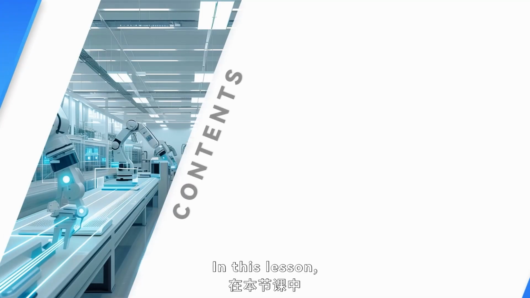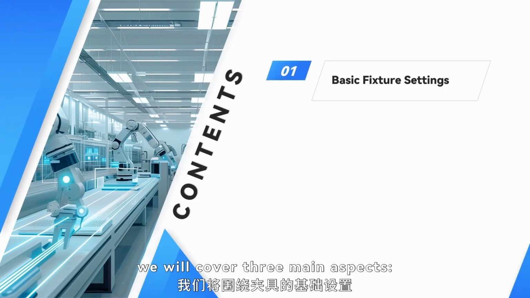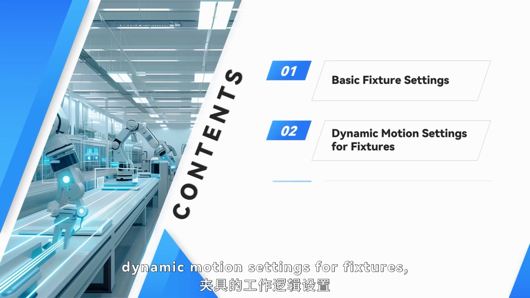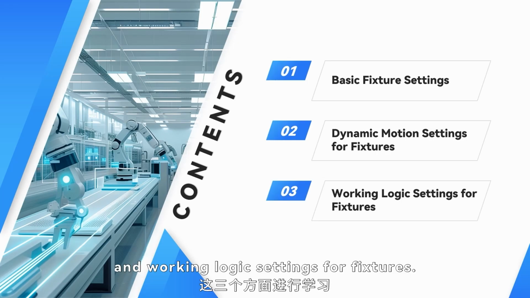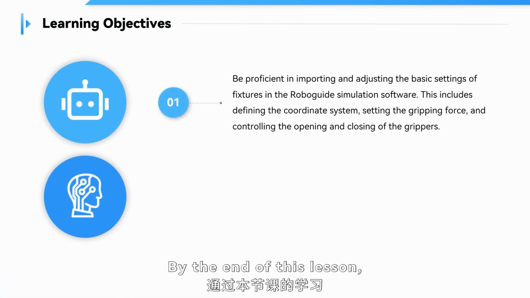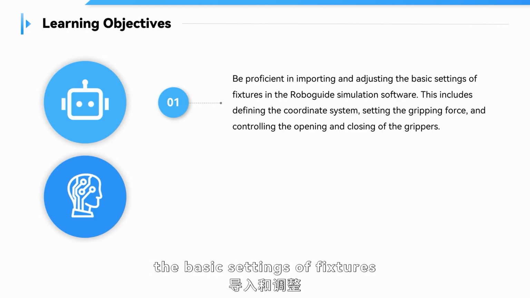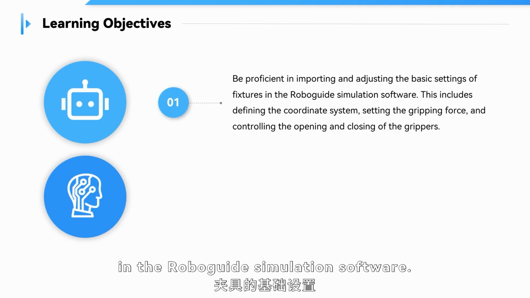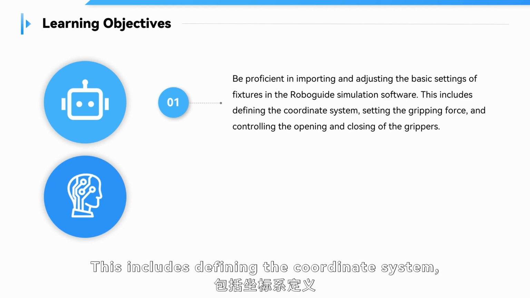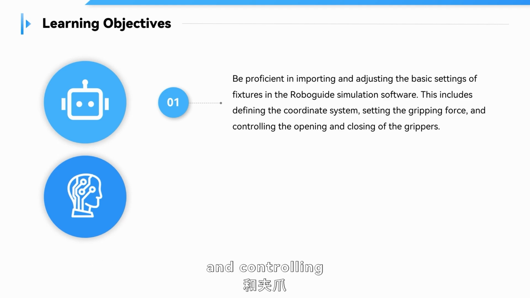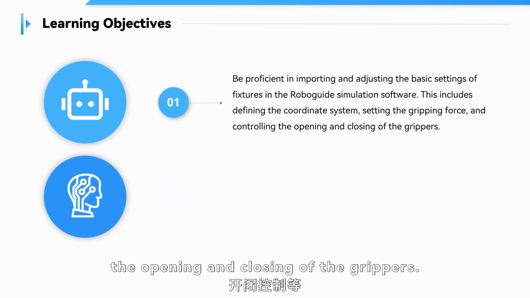In this lesson, we will cover three main aspects: basic fixture settings, dynamic motion settings for fixtures, and working logic settings for fixtures. By the end of this lesson, I hope that you will be proficient in importing and adjusting the basic settings of fixtures in the RoboGuide simulation software. This includes defining the coordinate system, setting the gripping force, and controlling the opening and closing of the grippers.